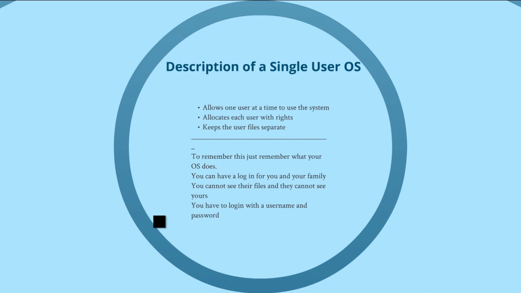Here's an exam answer. Allows one user at a time to use the system, allocates each user with rights, keeps the user files separate. To remember this, just remember what your operating system does. You have a login for you and your family. You cannot see their files and they cannot see yours. You have a login with username and password. So all your files are separated.